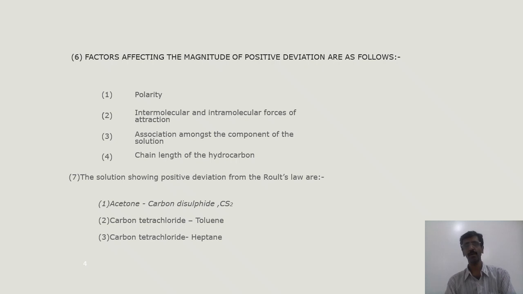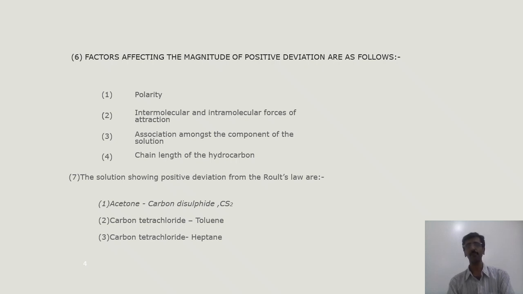First one is we talk about displacement of charges, positive and negative, among the two species, which we call polarity. Second, as I told you, the intermolecular and intramolecular forces of attraction between two different species and between the same species. Next one is to what extent association takes place amongst the components of the solution. All right, association is all about bond formation, it's all about interaction, so it can be either less or more. Okay, so depending upon the extent of association, the magnitude of positive deviation is considered.